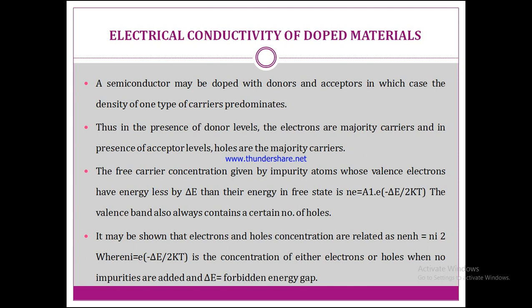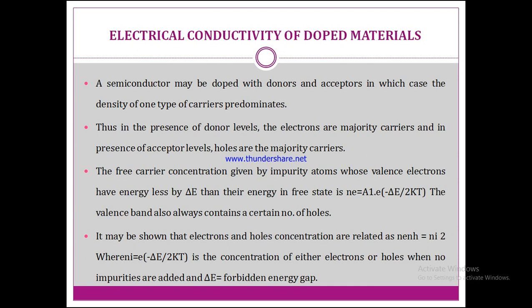The free carrier concentration given by the impurity atoms whose valence electrons have energy less than by delta E, in the free state, is given by the equation N is equal to A1 e raised to minus delta E upon 2 kT.